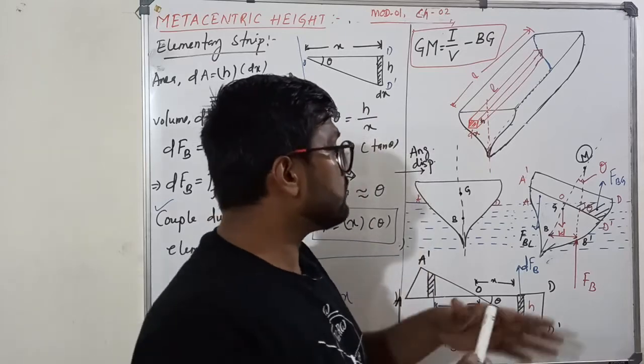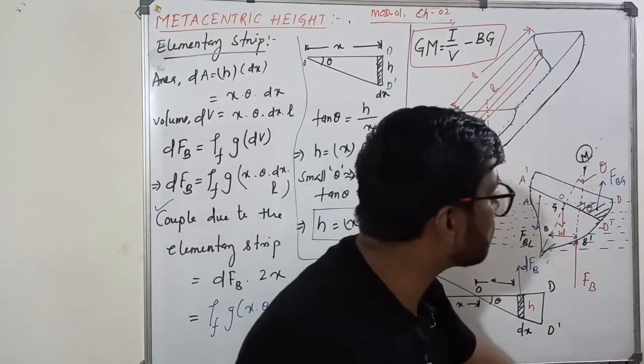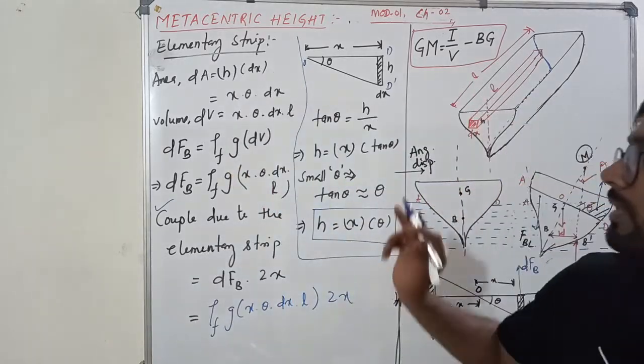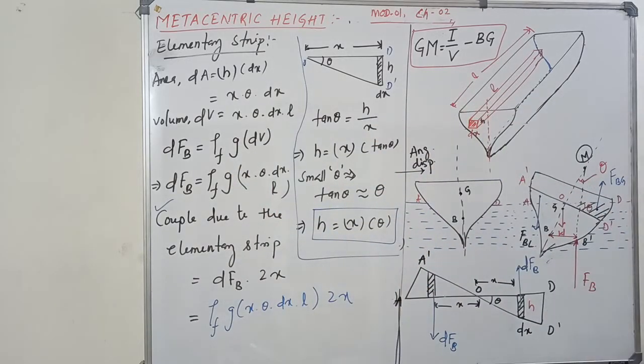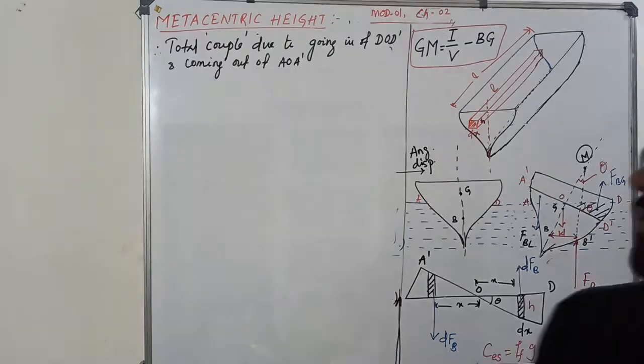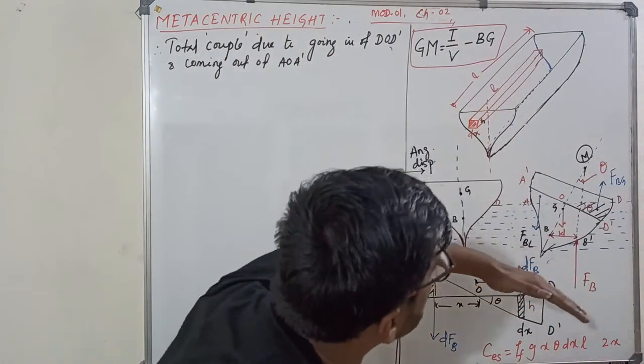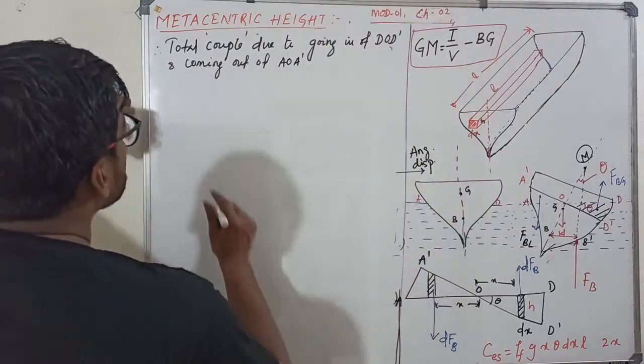Total couple because of the going in of DOD' and coming out of AOA'. Please note it down. I need to erase it. Note it down. What is the total couple? Total couple due to going in of DOD' and coming out of AOA'.